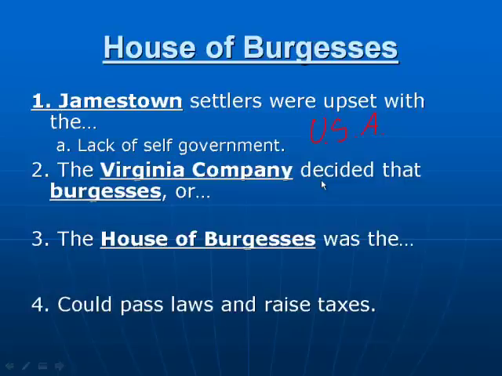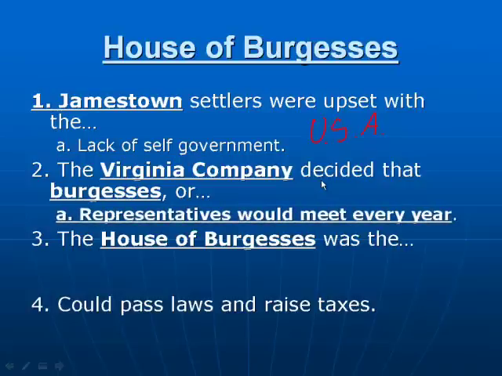So they want some government. They want some representation. And the Virginia Company decides that Burgesses, which is another word for representatives, would meet every year. So a representative is a little hard to understand if you're not familiar with the government process, but the way I describe it is if the school was going to hold a school-wide vote on something, and they said each class is going to send one person from each classroom to go up to the office and vote for that class.